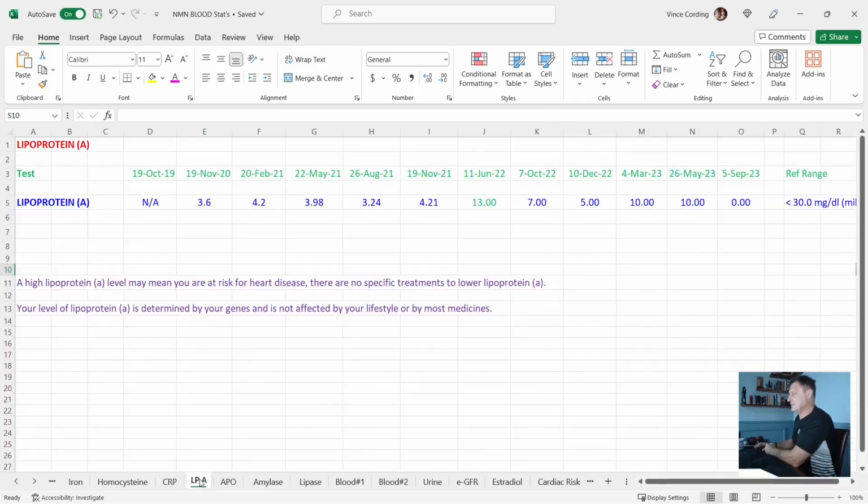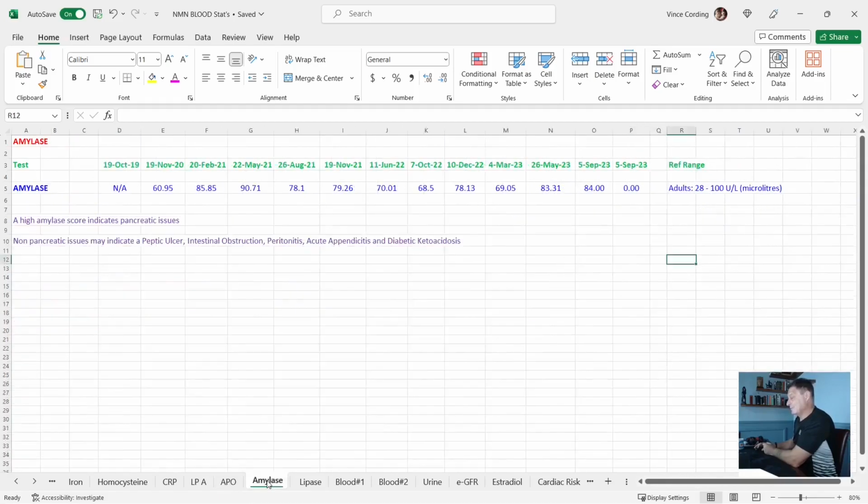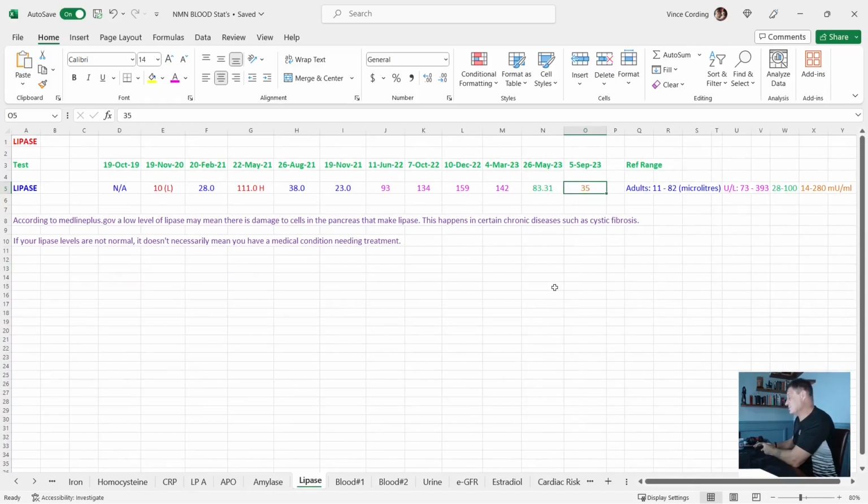My lipoprotein A, they weren't able to do. My apolipoproteins, which I do want because that's to do with cardiac issues, I want to make sure that I get that done. My amylase, they couldn't do. And also my lipase, they did do. Their reference range here is from 14 to 280, mine is 35. So that's well within the reference range.